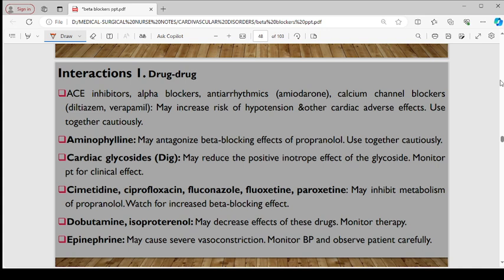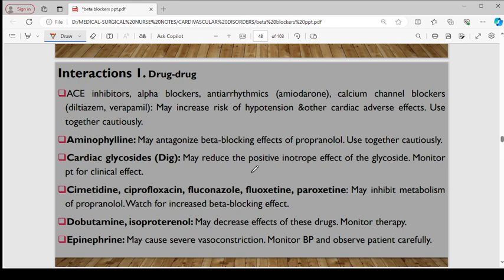In the case of the aminophylline, aminophylline may antagonize the beta blocking effects of the propranolol. For the cardiac glycosides like the digoxin or digitoxin, they may reduce the positive inotropic effect of the glycoside. So you have to monitor the patient for that clinical effect.